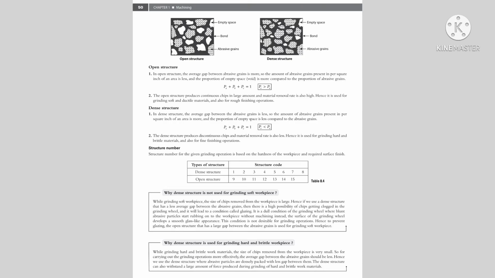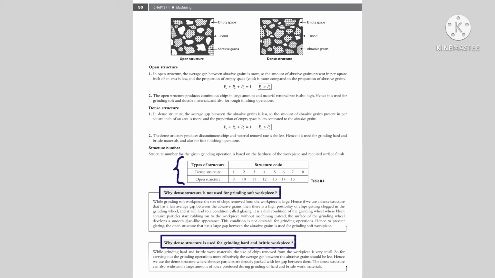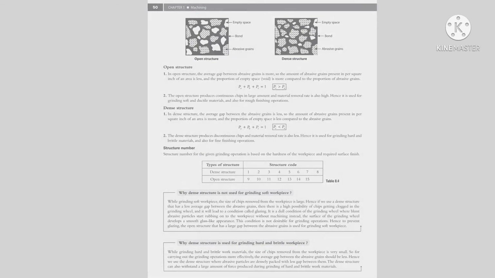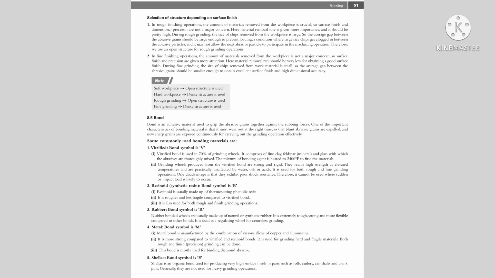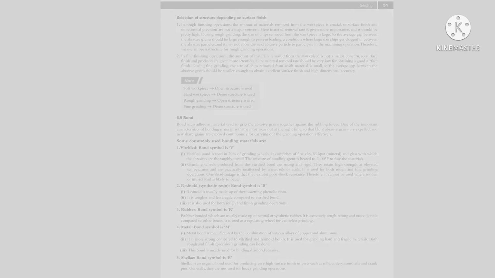Here structure code and types of structure are provided in a tabular column, followed by an explanation on why different structures are used based on hardness of the workpiece. In the next page there is a detailed explanation on selection of structure based on the required surface finish. And the last specification is bond. Here the types of bonds along with their characteristic features are explained in points.